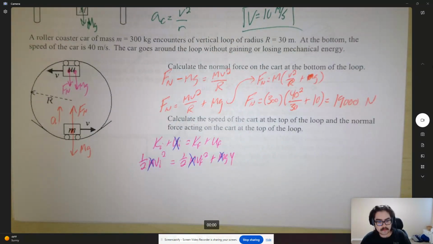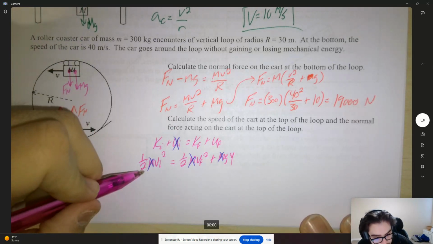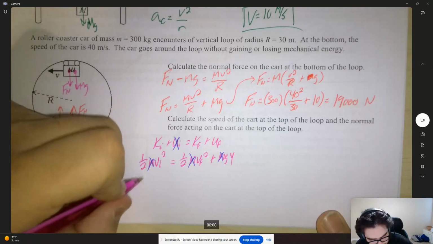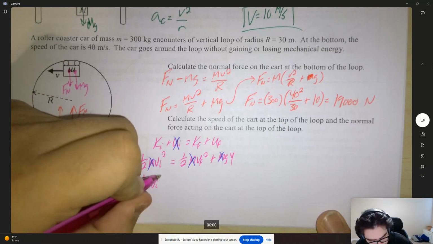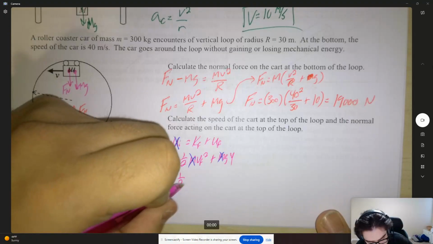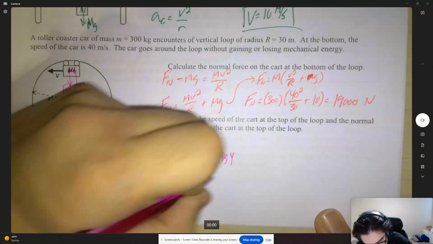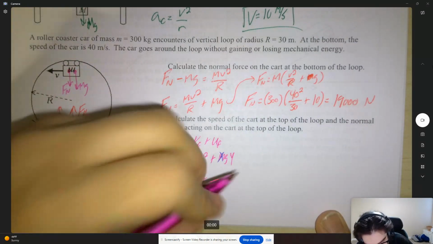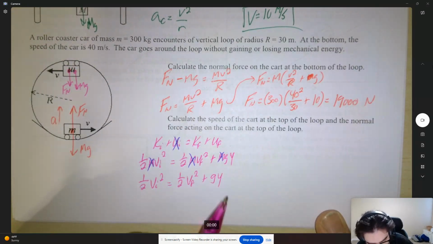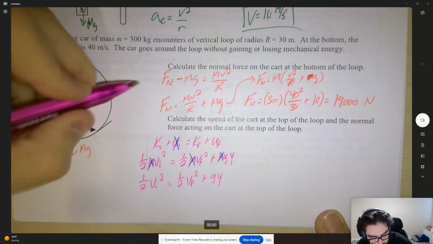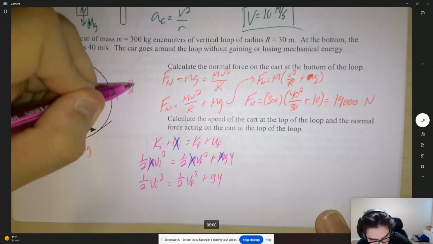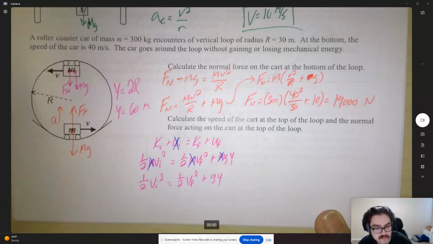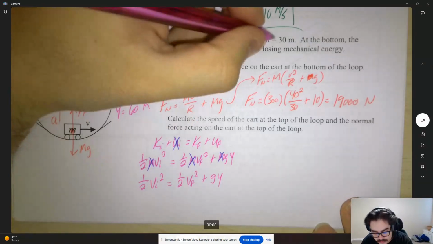So here's what I'm going to do. I'm just rewriting it: 1/2 v initial squared equals 1/2 v final squared plus g y. Now g y is g times 2 times the radius, because y is going to be 2 times the radius. So y would actually be 60 meters, because that's what it says right there.